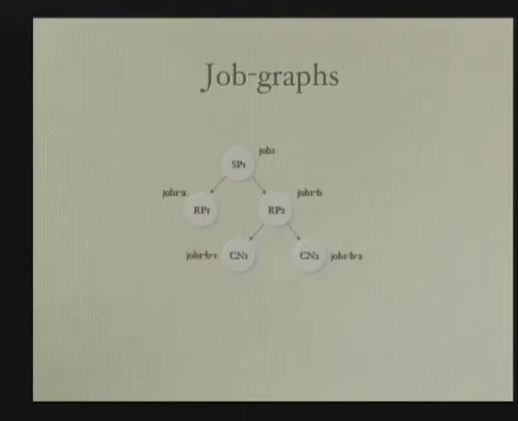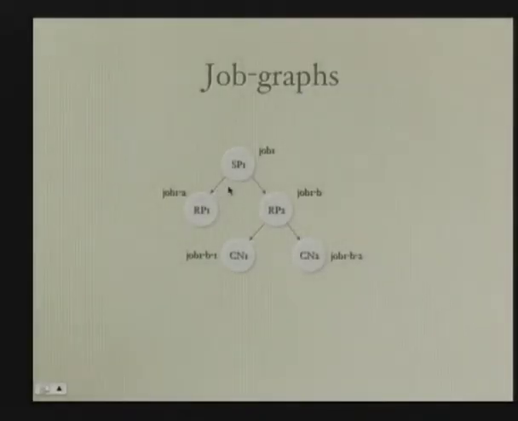This is an example of a job graph. The vertices denote the grid nodes, like service providers or resource providers, head nodes or compute nodes, whatever. And the edges denote job assignments. In this case, job 1 is divided into job 1A and job 1B. And then job 1B is also divided into job 1B-1 and job 2.